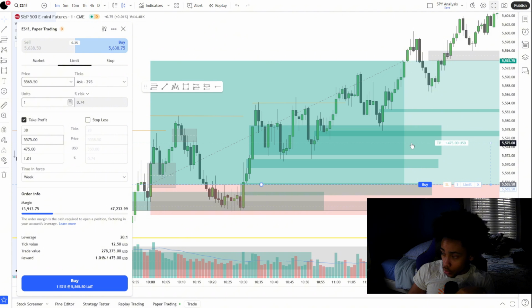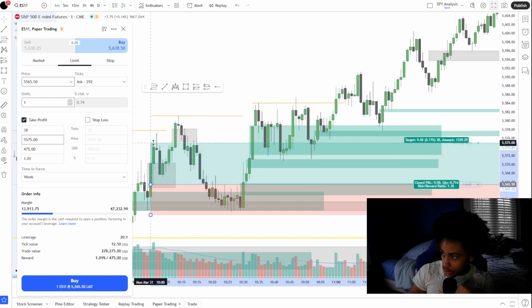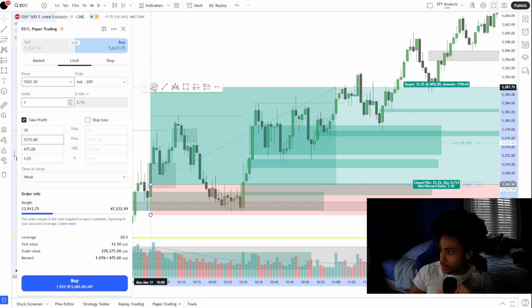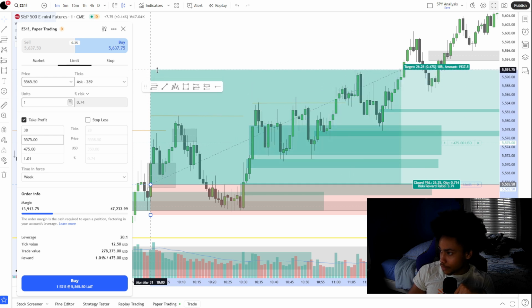You would have made $475 on your prop firm account. But let's look at the risk to reward. You'd get a 3.6 risk to reward. This is not really good. This is a good area to put your stop loss to break even if you are very cautious and not a risk taker. Okay, let's put this back to 1.4.